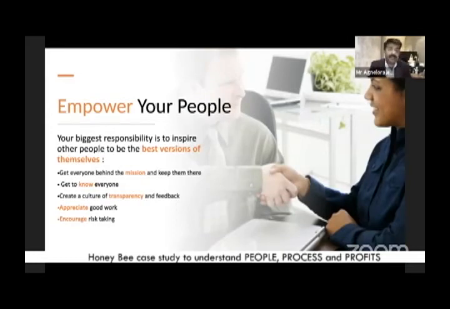Friends, it is critically important not just to have people, but you need to also empower your people. So empowering people is a very critical element and very critical aspect of life. When you empower people, your biggest responsibility is to inspire other people to be the best versions of themselves. So you need to make sure that it becomes a responsibility that you need to shoulder.